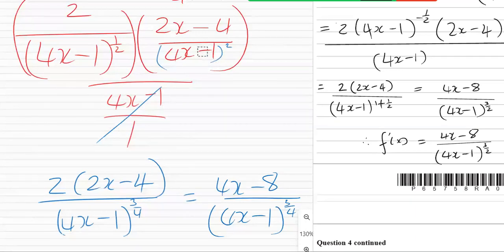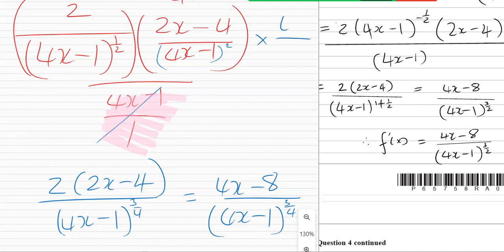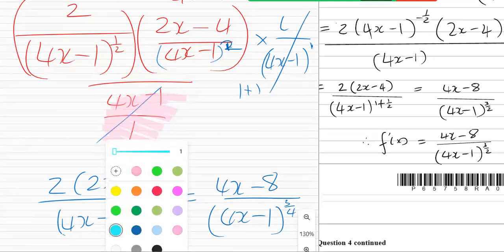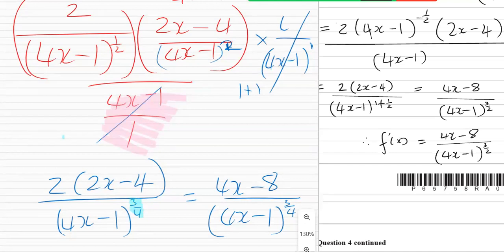So when I typed in times this, to get rid of this denominator, it becomes times 1 over 4x minus 1. And then this was a 4x minus 1 to the power of 1. This was a 4x minus 1 to the power of 1. So if you put those two together, it's 4x minus 1 squared. And then that's canceled out. Okay, because it's 1 plus 1 in the exponents. And then we take 2 minus a half, which gives us 3 over 4.